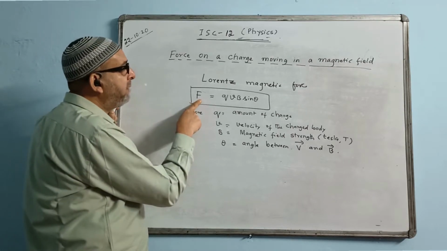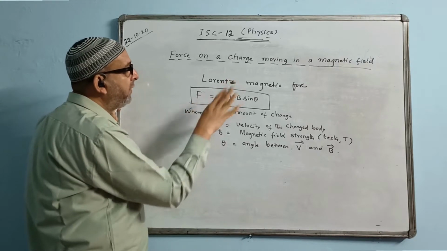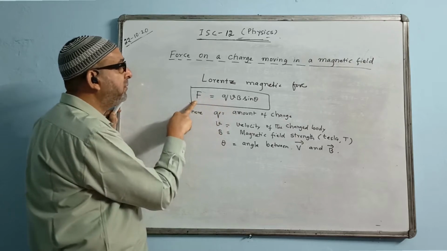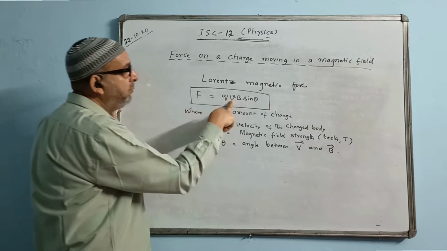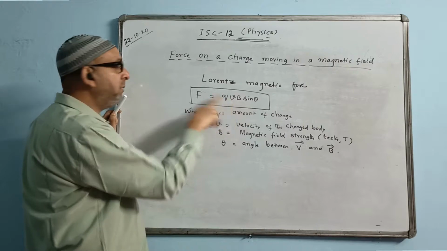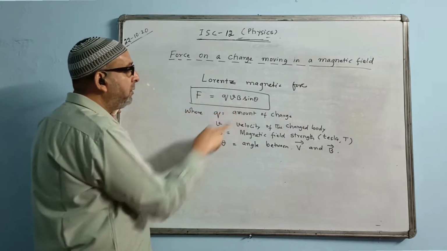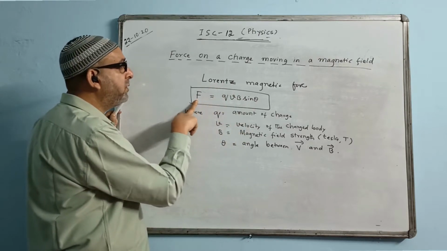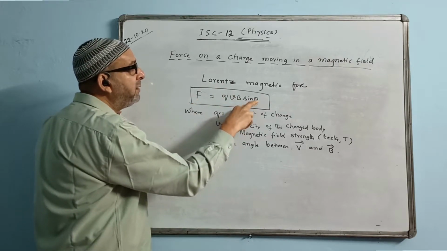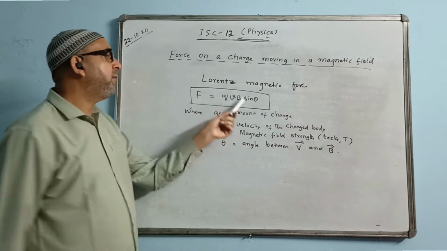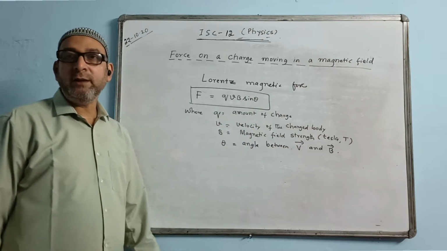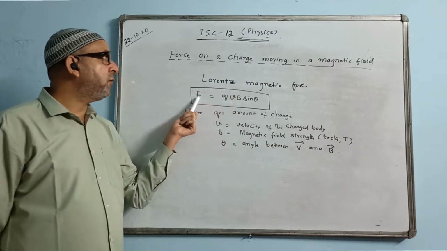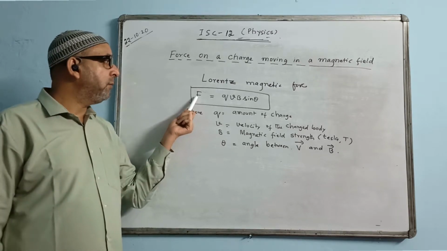That means the force depends on what factors? It depends on 4 factors. It depends upon the amount of charge. More the charge it carries, more the force it will have. It depends upon the velocity, more the force. Depending upon the value of magnetic field, stronger the magnetic field, stronger the force is. And it depends upon the angle theta. When will the sine be maximum? When theta equal to 90 degree. For 90 degree, the Lorentz magnetic force on the charged body is maximum.